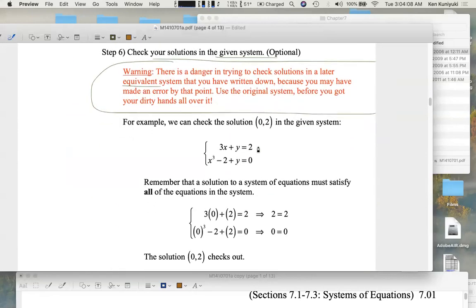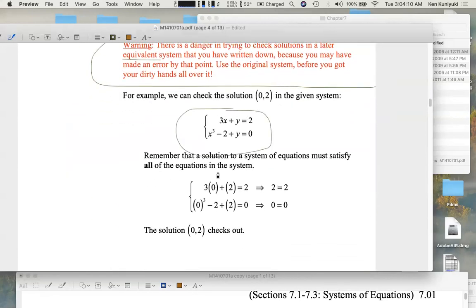Okay, so here's our original system. Plug in x equals 0, y equals 2 in both equations. We see here, we get 2 equals 2. This first equation boils down to 2 equals 2. The second equation boils down to 0 equals 0. So the solution 0, 2 checks out. It turns out the other two will check out as well, but it may take more time.